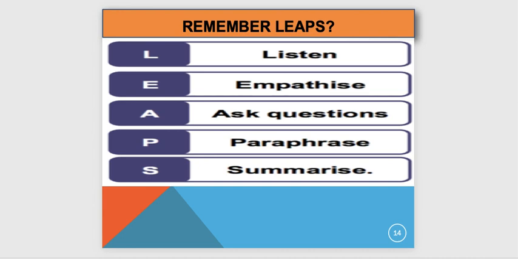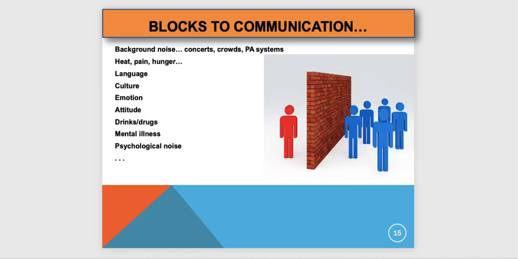Okay, so we talked about communication. There obviously are blocks to communication. You could be talking to someone exactly as we've discussed, but there'll always be blocks. Now, what are blocks to communication? It's when someone is not listening to you or someone's just generally not paying attention. This can be for many factors. A lot of people will say it's because they're not interested, but there are actually legitimate blocks to it.